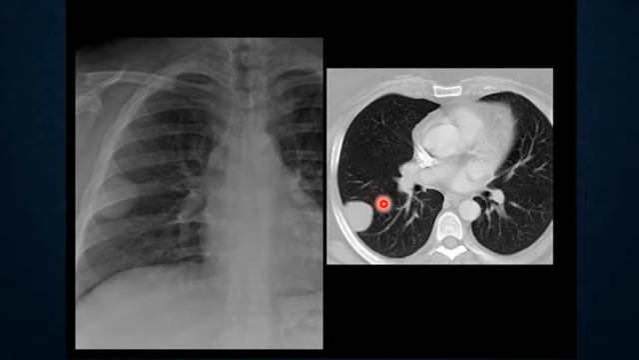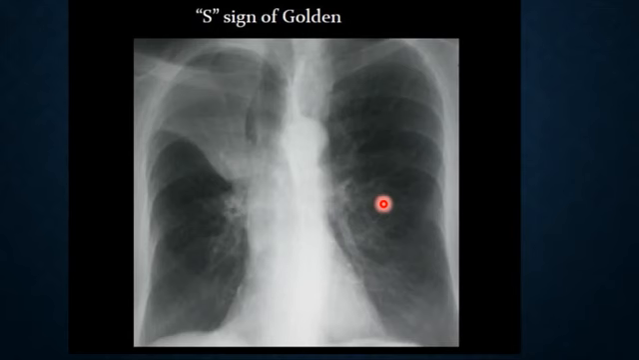Okay? Now the next sign is a very, very famous sign, which is the S sign of Golden. What does the S sign of Golden mean? A right hilar mass causing bronchial obstruction. A right hilar mass causing right upper lobe bronchial obstruction causing collapse, resulting in the appearance of the letter S. But the sign sometimes may be seen also in the left upper lobe.